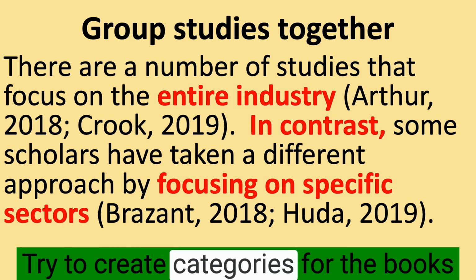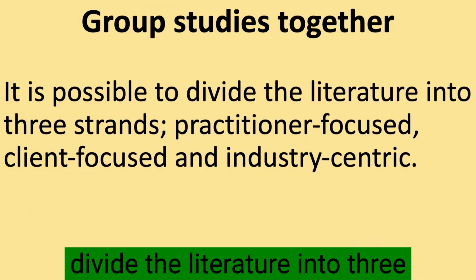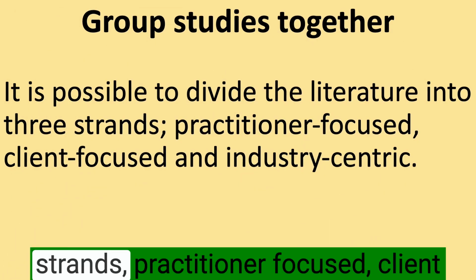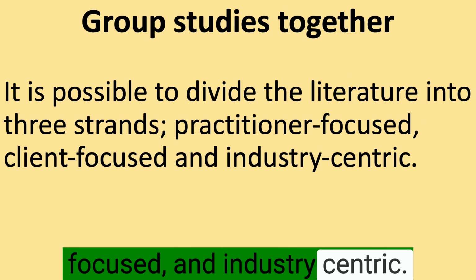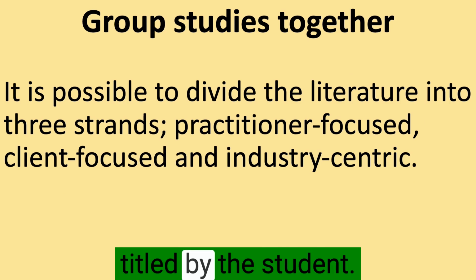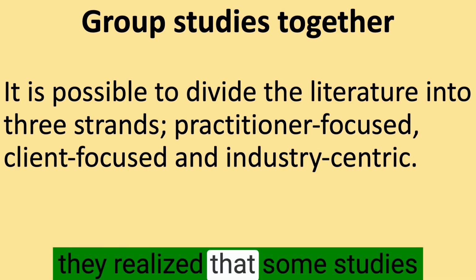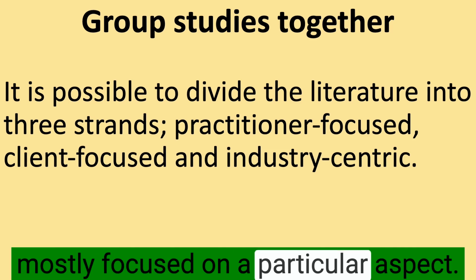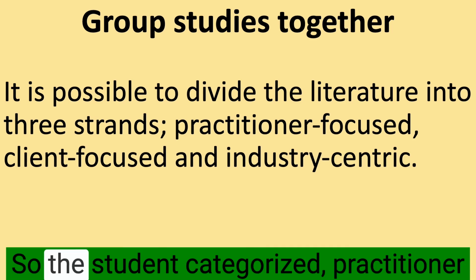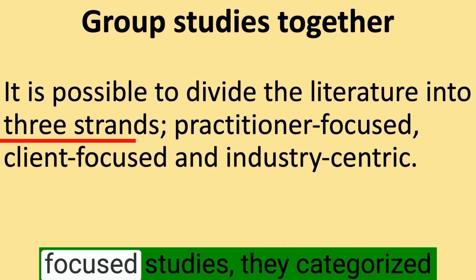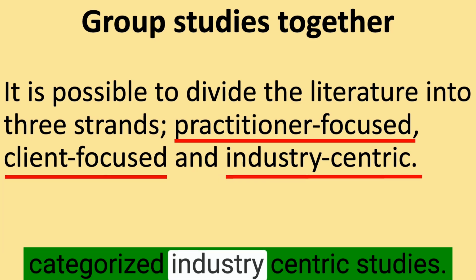Try to create categories for the books and articles that you have read. For example, it is possible to divide the literature into 3 strands: practitioner-focused, client-focused, and industry-centric. These categories were titled by the student. As the student was reading the literature, they realized that some studies mostly focused on a particular aspect, not completely focused, but mostly focused. So the student categorized practitioner-focused studies, client-focused studies, and industry-centric studies.